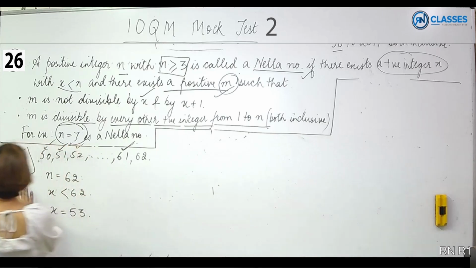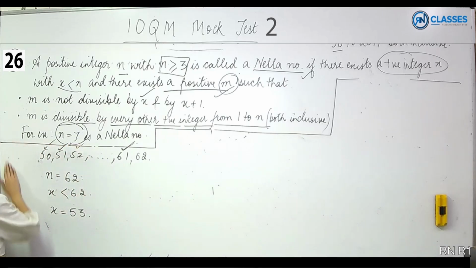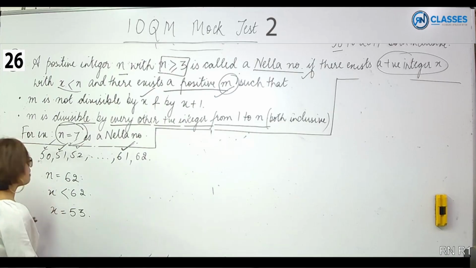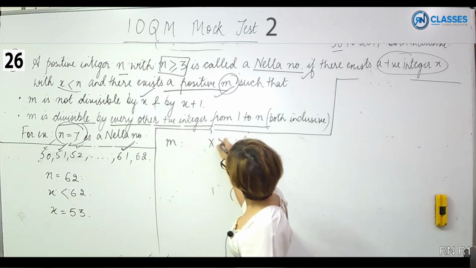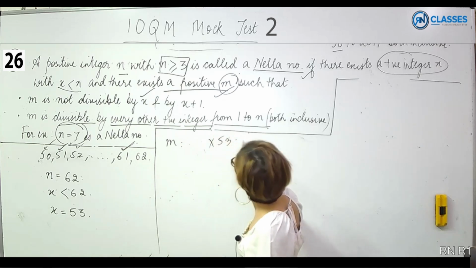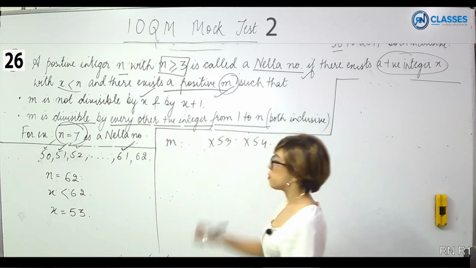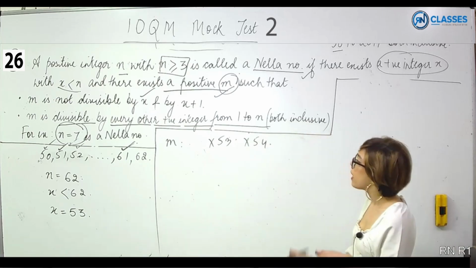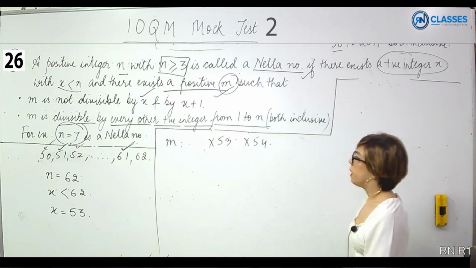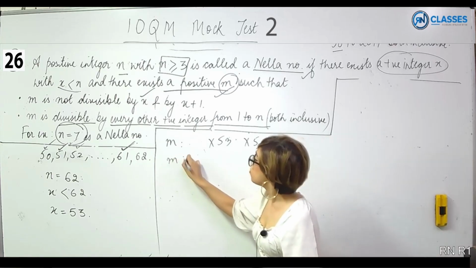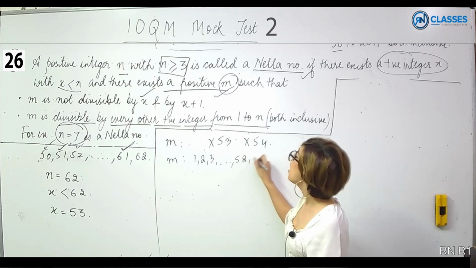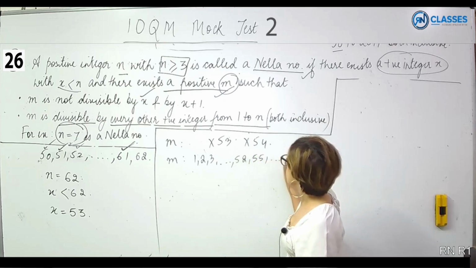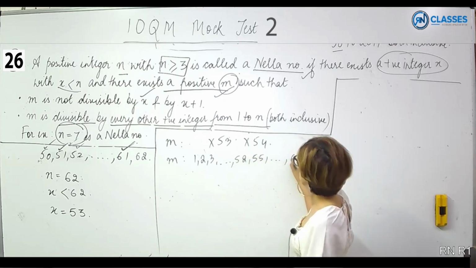Alright, I'm erasing the answer for the previous one also because now I need more space. Cool. Now, x equal to 53. That means I want m which will not be divisible by 53 and not by 54 because x plus 1. Right? Okay. Now, what else? Also, I want m to be divisible by 1, 2, 3, so until I get 52, and then 55.